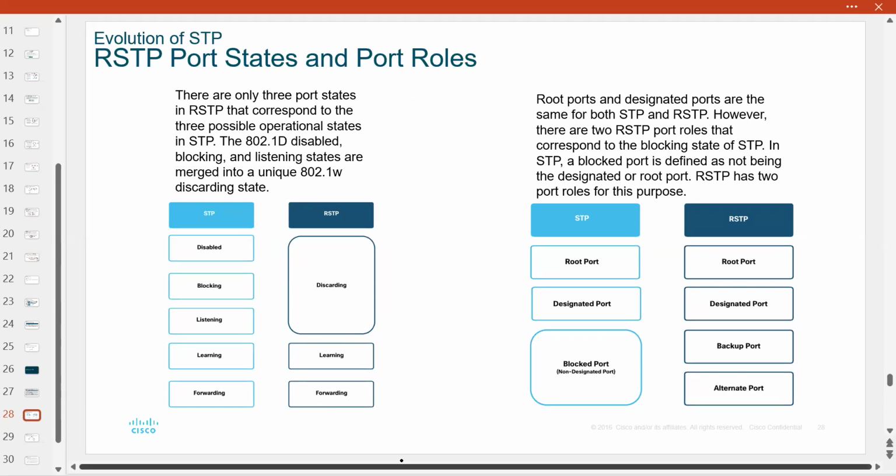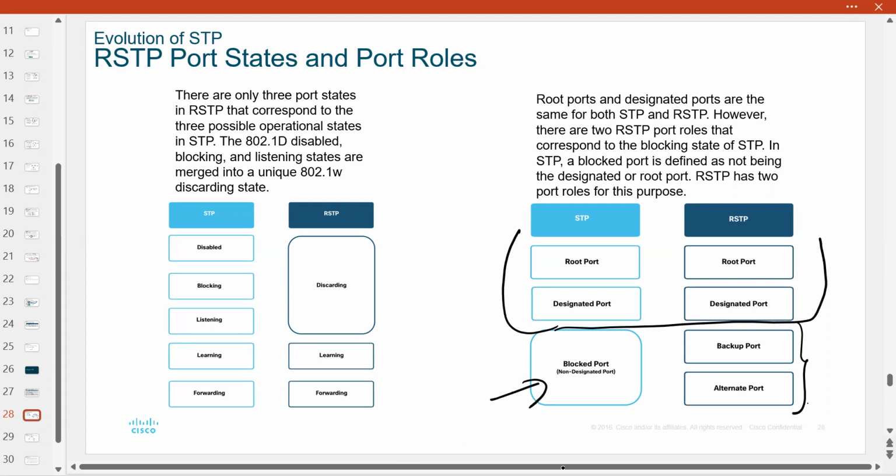In terms of root ports, we'll see that in STP and RSTP the root ports are the same. STP runs a blocked port, whereas RSTP has the backup port and the alternate port.